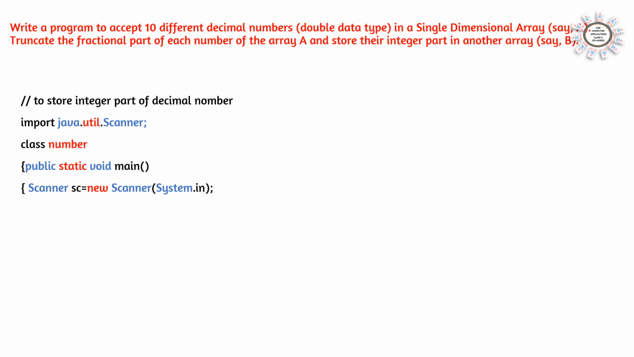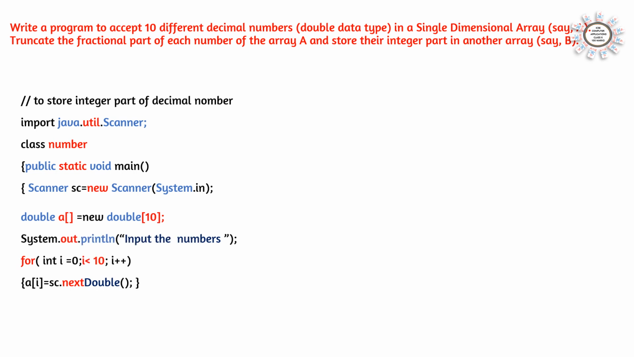So here we are starting the program. Write the comments and the first 4 lines till the Scanner class, and then declare the double array. double A = new double[10]. Here we are declaring the array A which can store 10 decimal numbers. Give the message, input the numbers, and start accepting the elements. i = 0, i < 10, i++, and A[i], starting from A[0] to A[9], is equal to sc.nextDouble(). nextDouble is the command for accepting decimal numbers, with capital D.